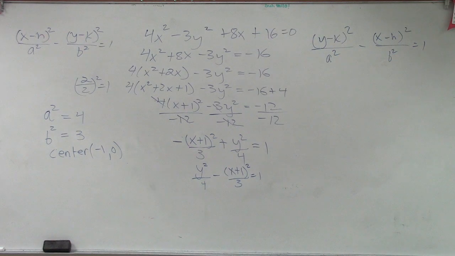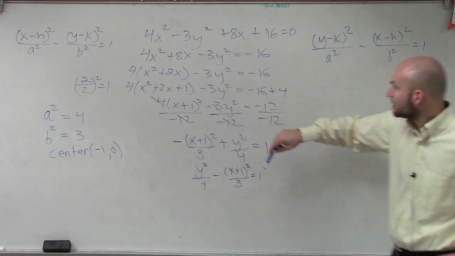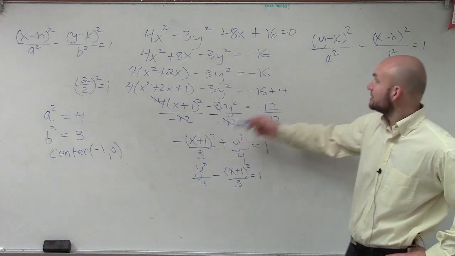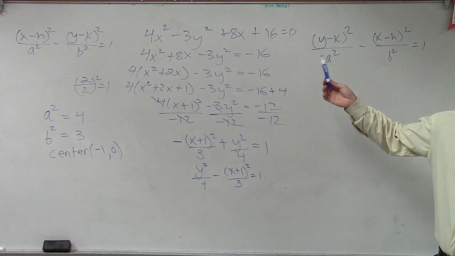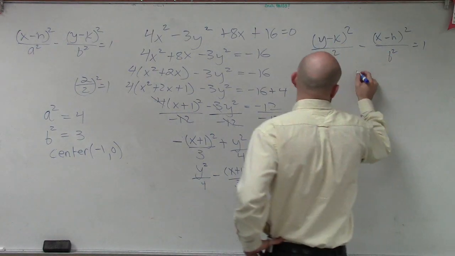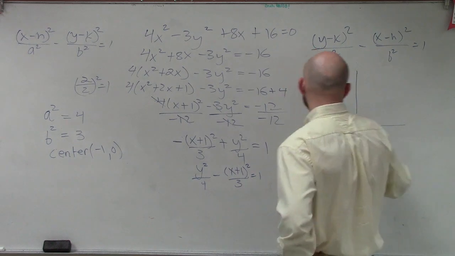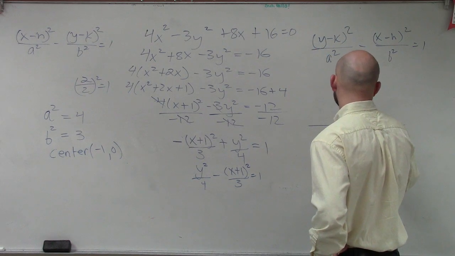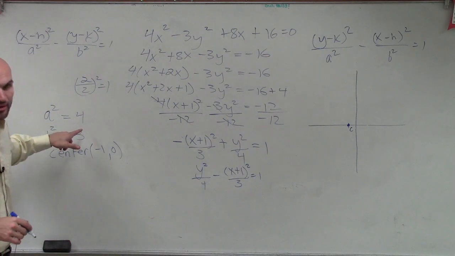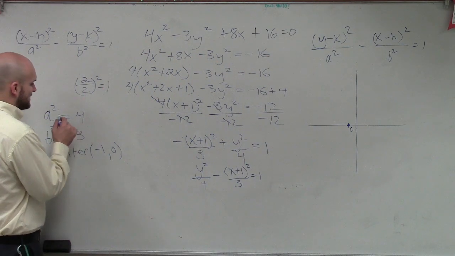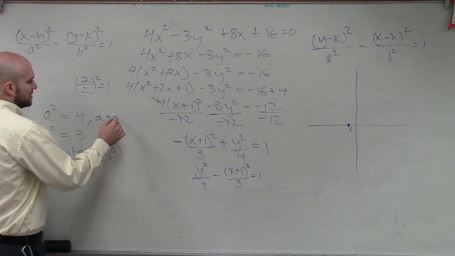So, ladies and gentlemen, if we have our x and our y, if our a squared is under our y, this means we're going to have a vertical one, right? Vertical. So, we know our center is at -1, 0. The vertices are going to be plus or minus a. So therefore, if a squared equals 4, we know that a equals 2.